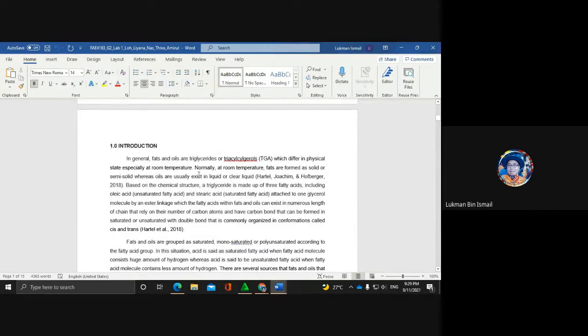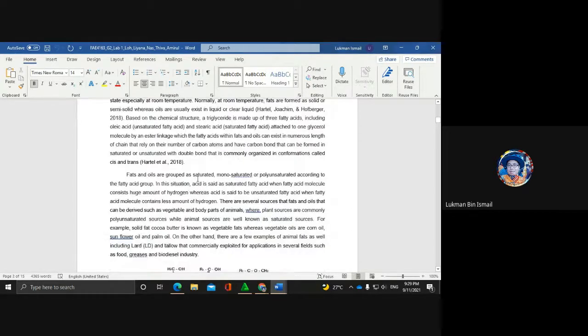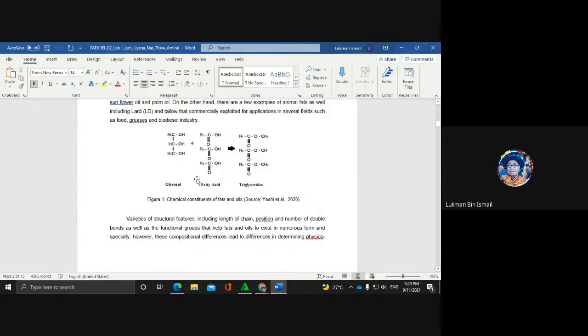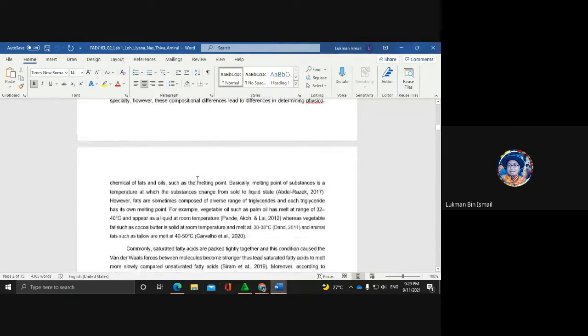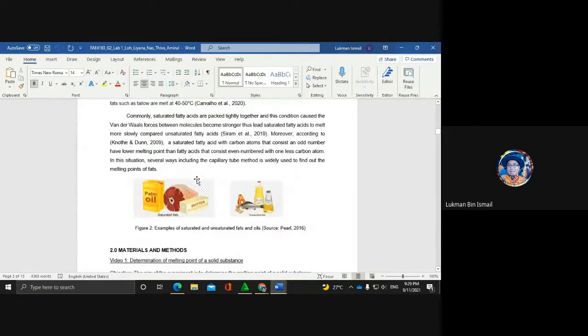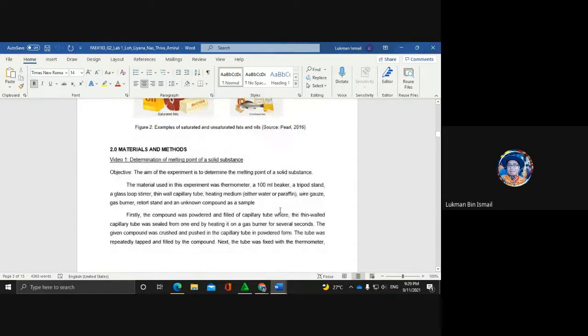So explain about the fats and triglycerides. Then explain about saturation, monosaturated, chemical constituents of fats, varieties of structures, and then compare between the animal-based and plant-based fat. Then explain the materials and method for video 1.